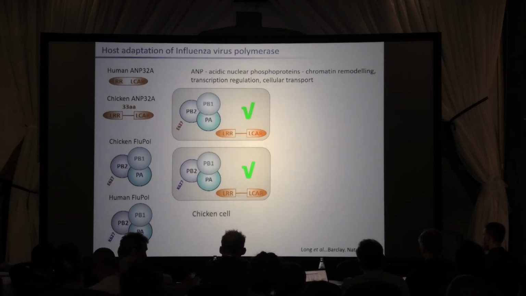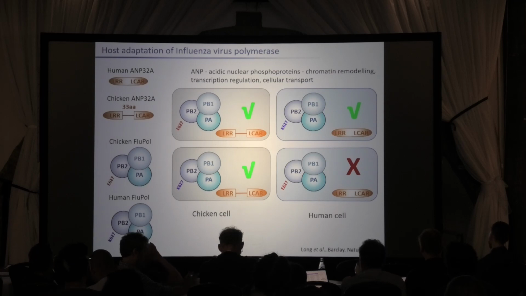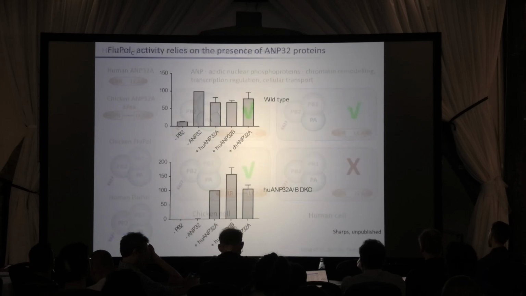And what they were able to show at Imperial College is that an avian polymerase or a human polymerase is able to replicate in chicken cells. However, when you take human cells and use a flu polymerase with the human ANP32, you get replication. But with the chicken polymerase in the human cell, you don't get any replication.